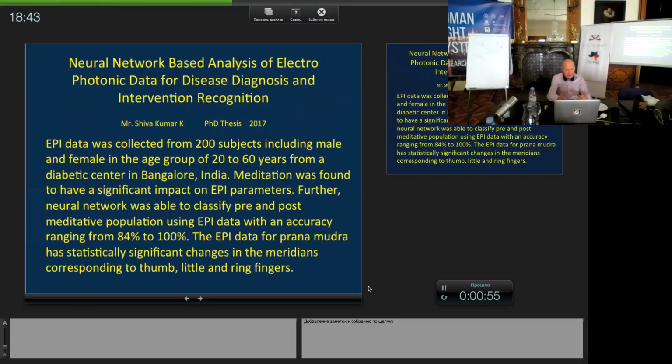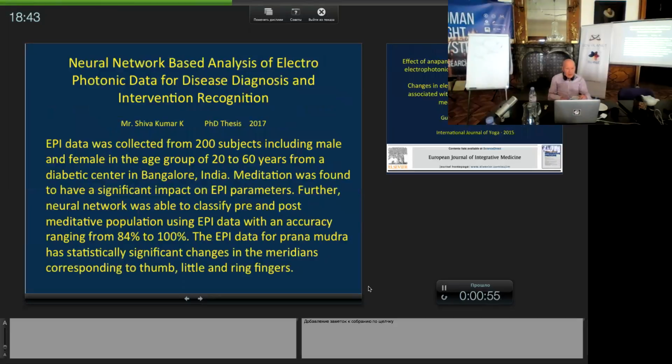Then it was very interesting data for disease diagnosis and intervention recognition. It was a PhD thesis done just this year, finished this year. It was 200 subjects from 20 years old to 60 years old, and it was mostly diabetic subjects. And they demonstrated really clear difference between normal population and diabetic people.